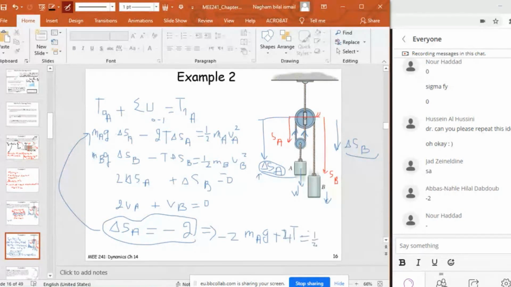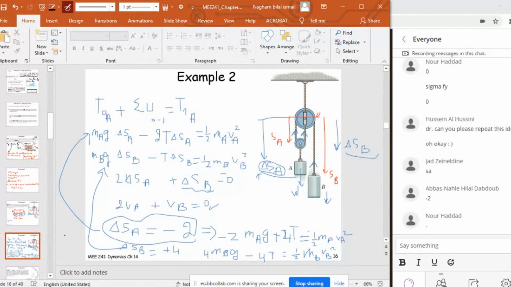half MAVA squared. And delta SB will be equal to positive 4. Now, if you replace this delta SB here, what you're going to have is a positive work of the weight, which is expected because B is moving downward with the weight. So 4 mBg minus the tension of B: the tension is upward while B is moving downward, so the work will be negative. And the last equation that I have to use is the equation of VA and VB. So I'm going to have 3 unknowns, VA, VB, and tension with the 3 equations.